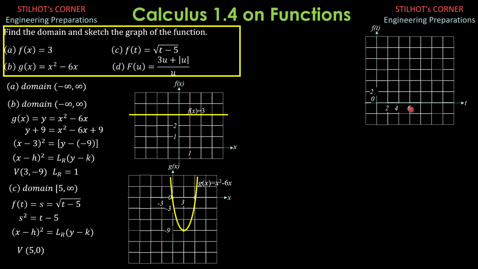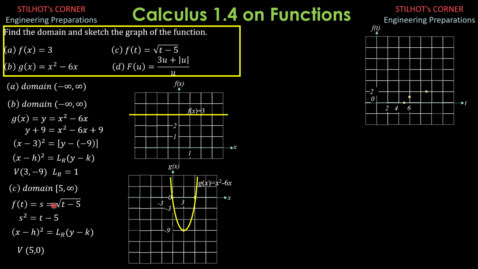So when t is 5, given the graduation here 2, 4, 6, 5 is here between, so s is 0, f of t is 0. When t is 6, the square root of 6 minus 5 is 1, so 1 here. When t is, to make it a whole number, 9, the square root of 9 minus 5 is the square root of 4, which is 2. So 6, 8, 9 is somewhere here, and 2 would be there.